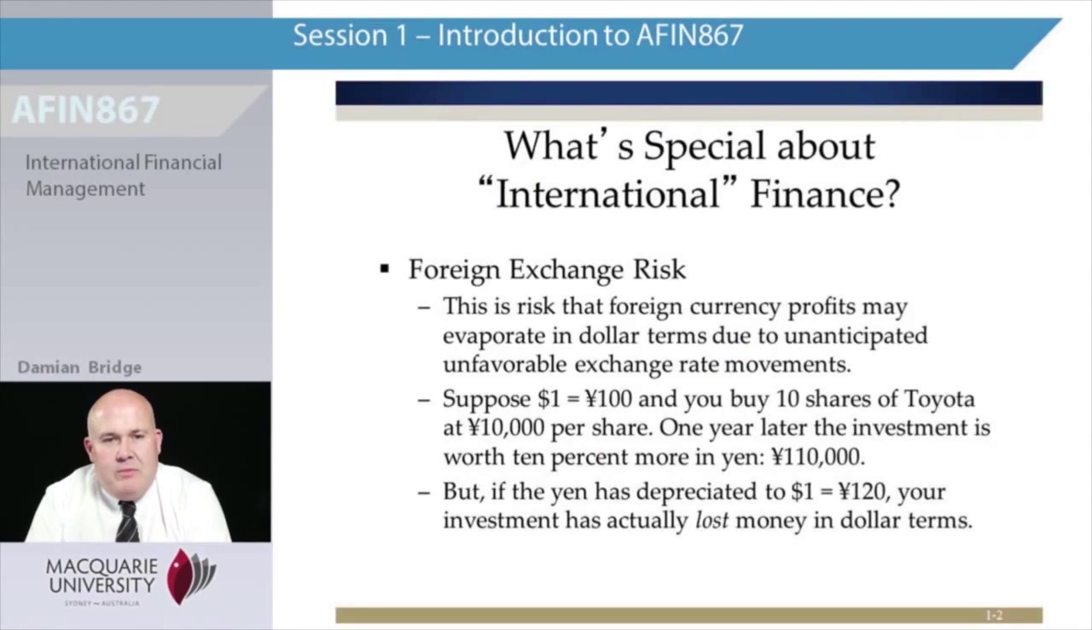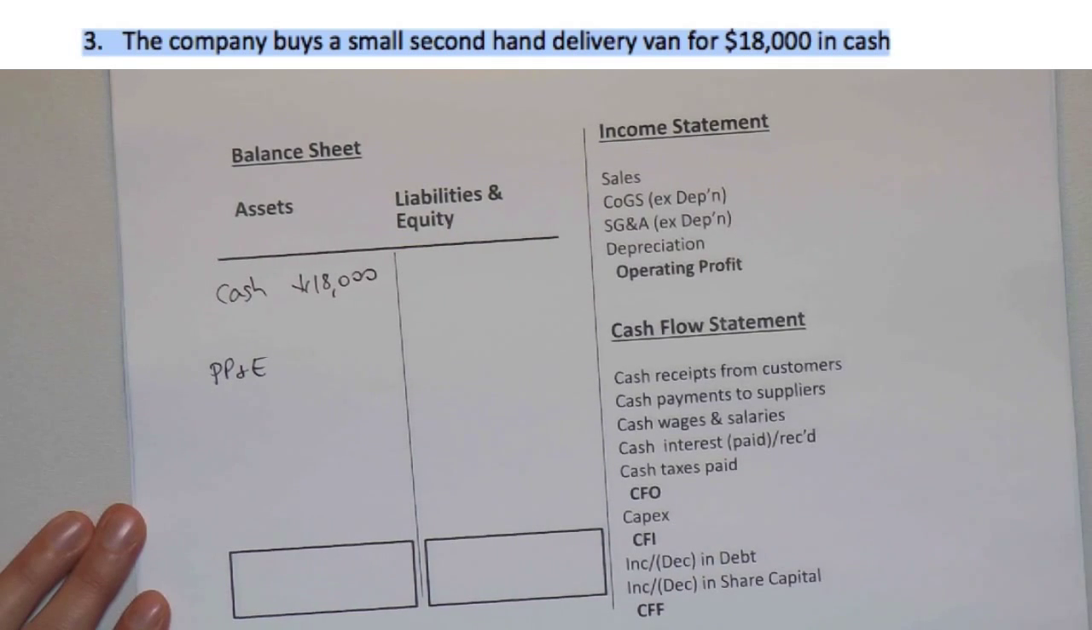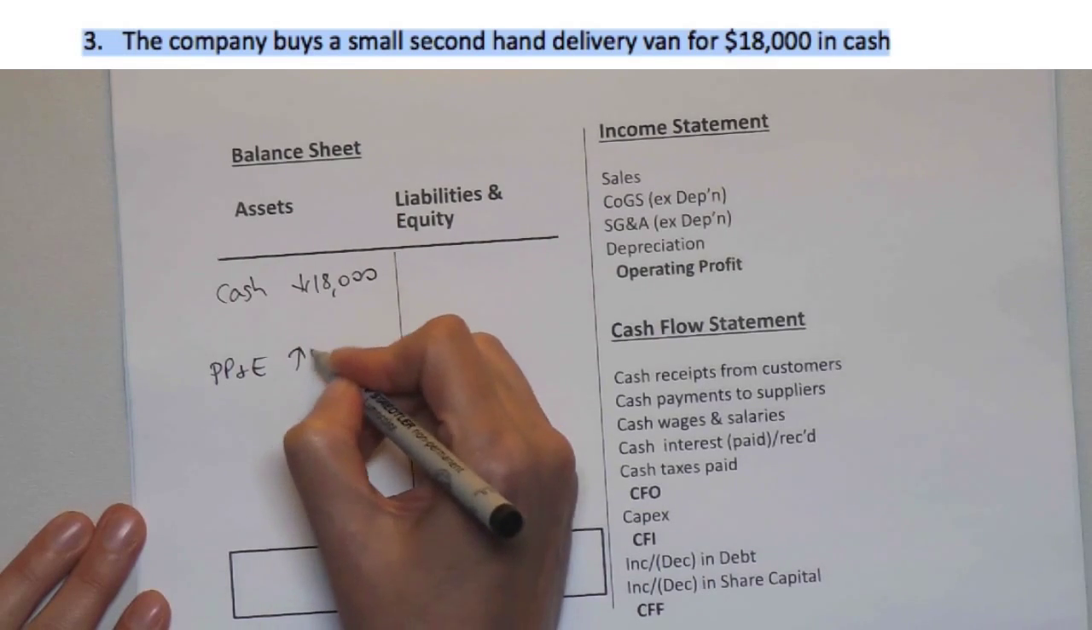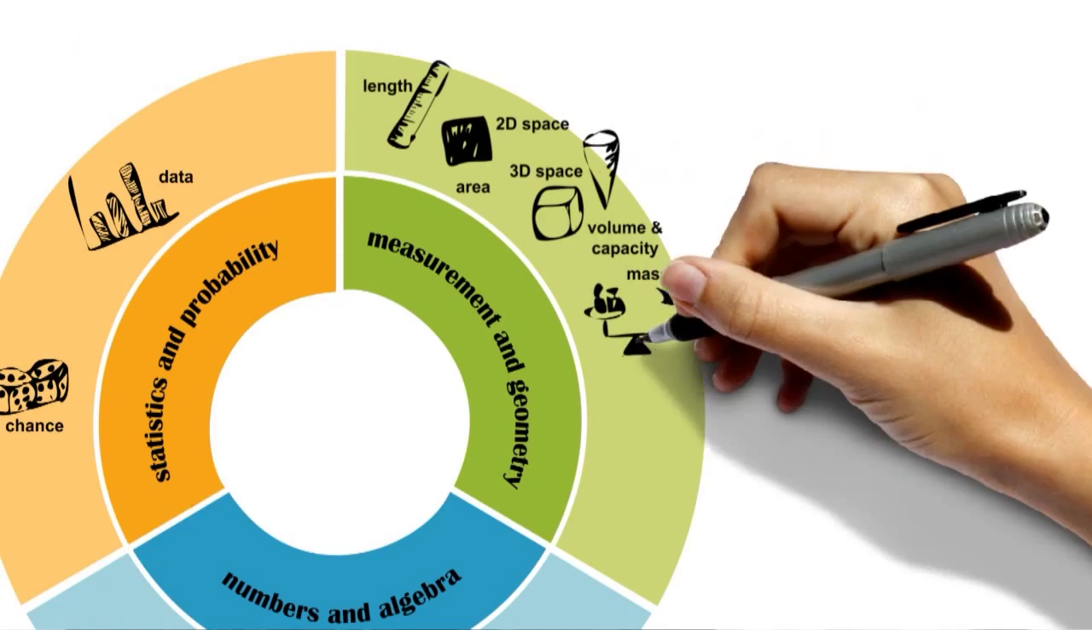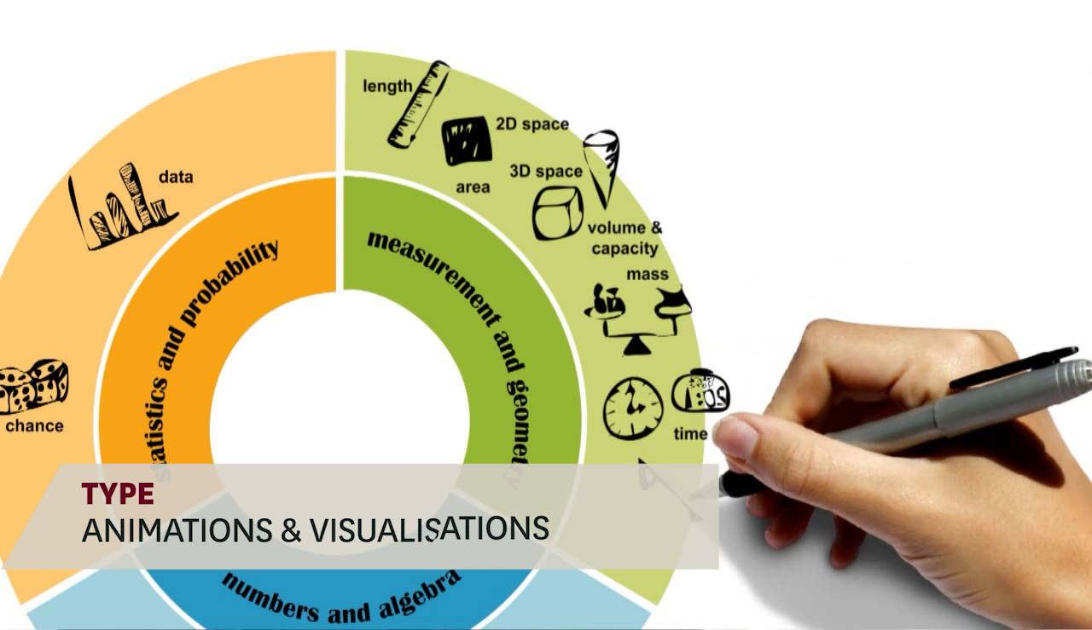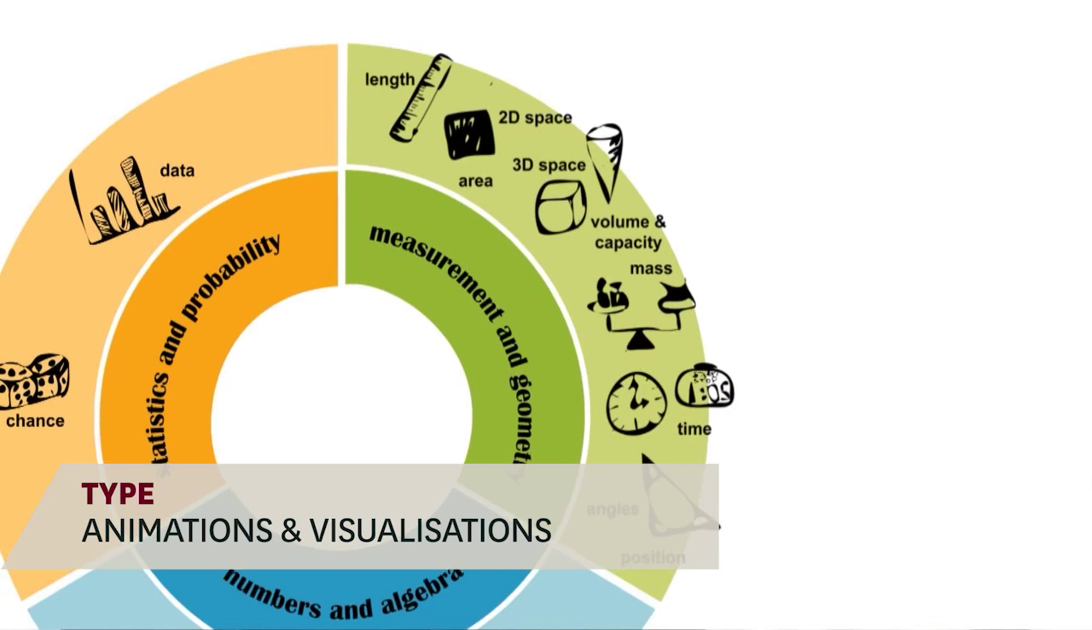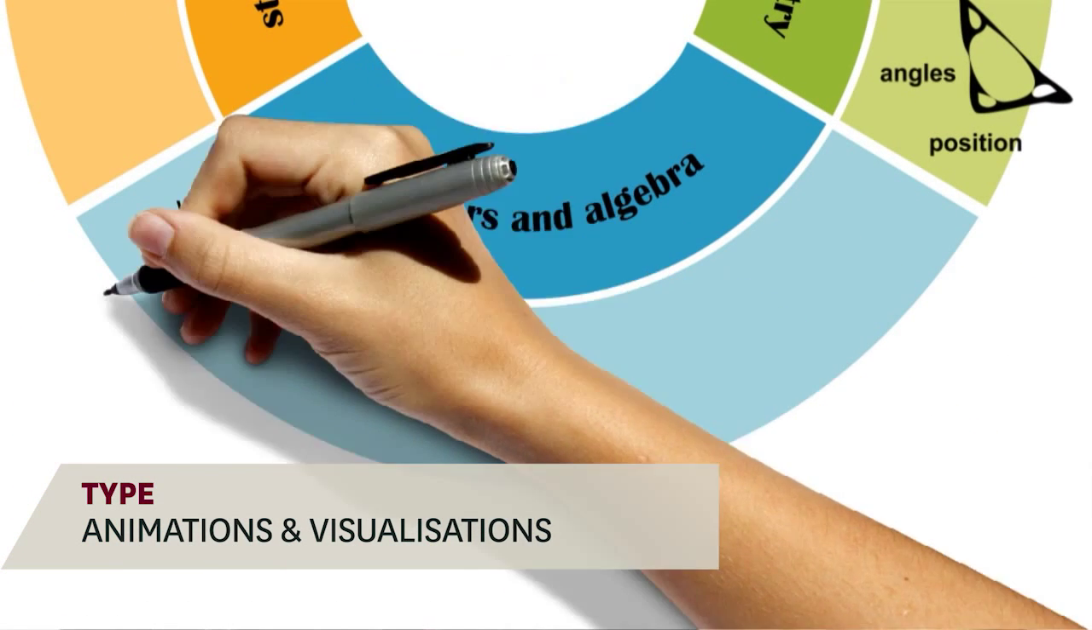As you remember, risk is just merely uncertainty. So we're just talking about foreign exchange uncertainty. We record it at exactly that same value. That's the historical cost principle. Those segments are statistics and probability, measurement and geometry, and number and algebra.